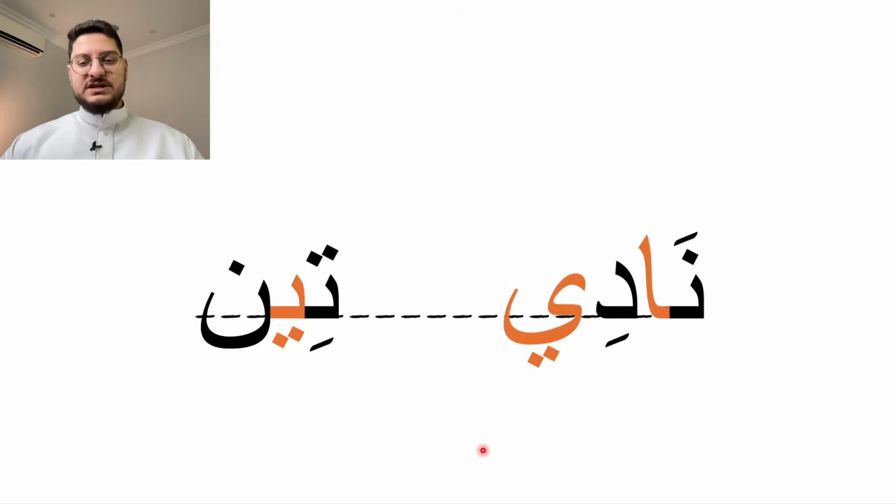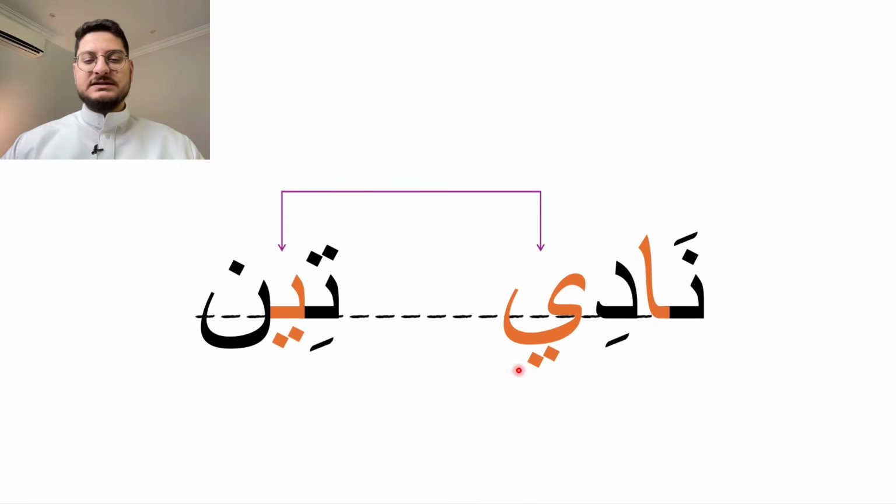Now, I want you to see one thing. Notice that in this word we have just read, which is na, di, and in this word, teen, we have these 2 letters. And these 2 letters are the same. Both of these are the ya, right? It's just in different positions of the word. So if the ya is at the very end of the word and not connected to anything, it looks like this. And if it's in the middle of the word, connected to both sides, it looks like this. And they both have these 2 dots below.